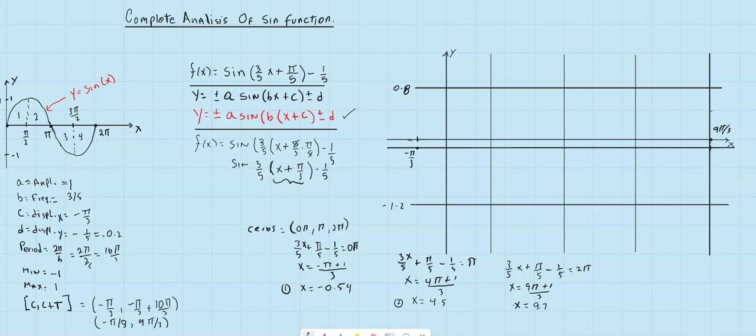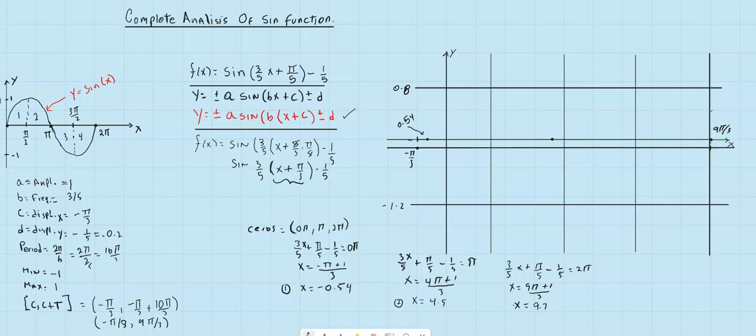So now I know where my first zero is at. It's at negative 0.54. I'm just going to put it somewhere around here. My first zero right here. My second zero is 4.5, which is going to be down here, somewhere on here, right there.